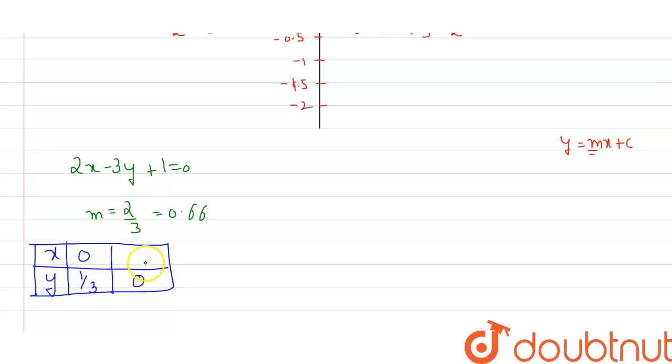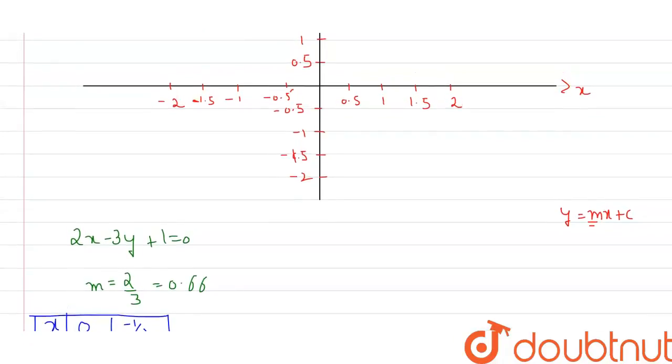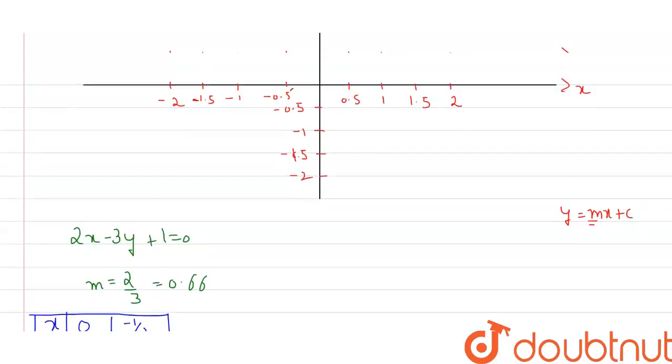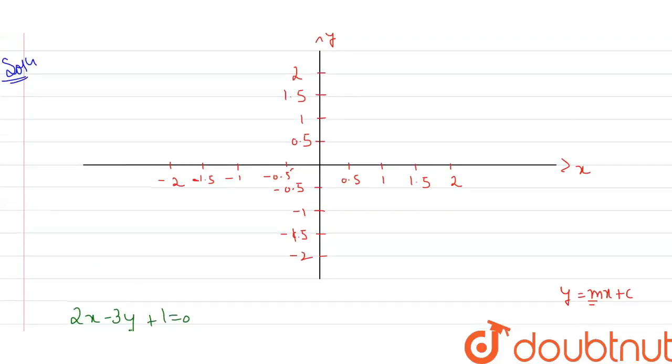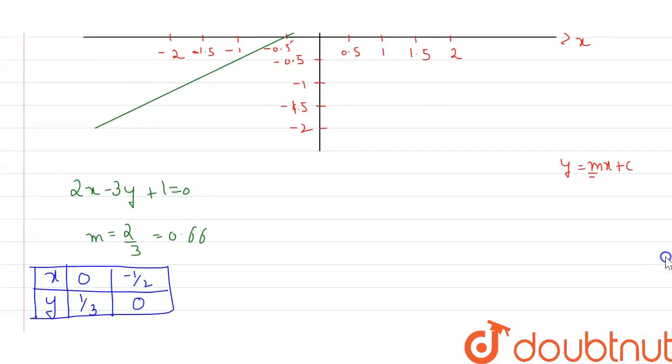Similarly, if I put y as 0, the value of x will be minus 1 by 2. Okay guys, so now I have two points. Now I have to plot these two points on the graph. After plotting, the line will look something like this, because this is minus 1 by 2, and this is the coordinate for 1 by 3 here, where the value of y is 1 by 3 and x is 0.